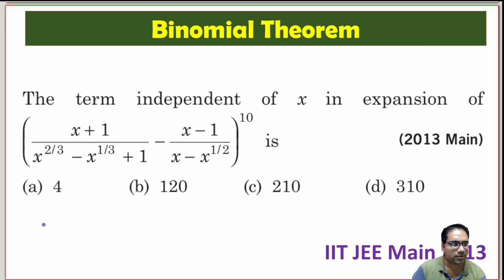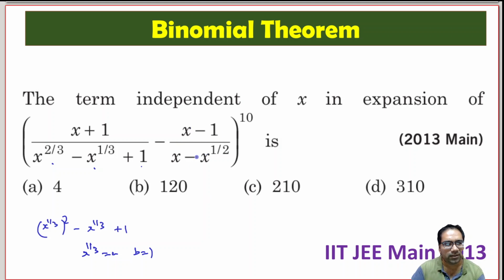Right, so what is x power 2 by 3? That is x power 1 by 3 whole square, minus x power 1 by 3 plus 1. So we have something like a cube plus b cube by a square minus ab plus b square, where a is x power 1 by 3 and b equals 1. Just by looking at this, we should instantly recognize that this is in the form of a cube plus b cube by a square minus ab plus b square.